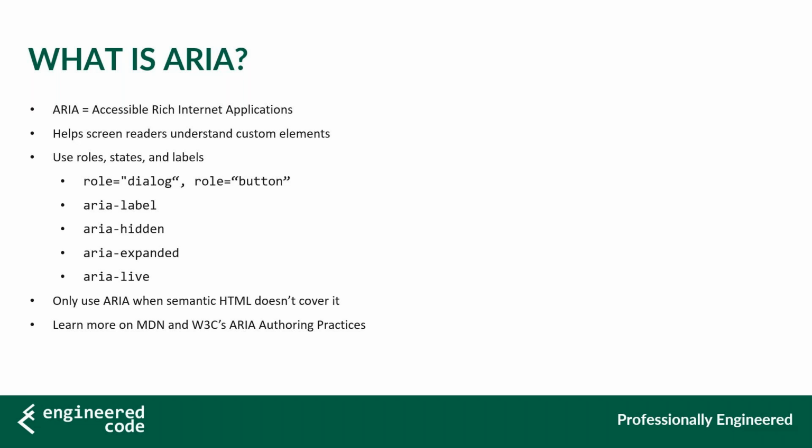So here's what ARIA can let you do. You can use role equals button or role equals dialog to describe what an element is. Use ARIA label to give an accessible name to something that has no visible text. Use ARIA hidden equals true to hide elements from screen readers. Use ARIA expanded to indicate the state of a collapsible menu. And use ARIA live for dynamic content updates like error messages or success banners. But here's the key rule. Don't use ARIA if native HTML can do the job. ARIA is there to patch gaps when regular HTML can't express what something already is.